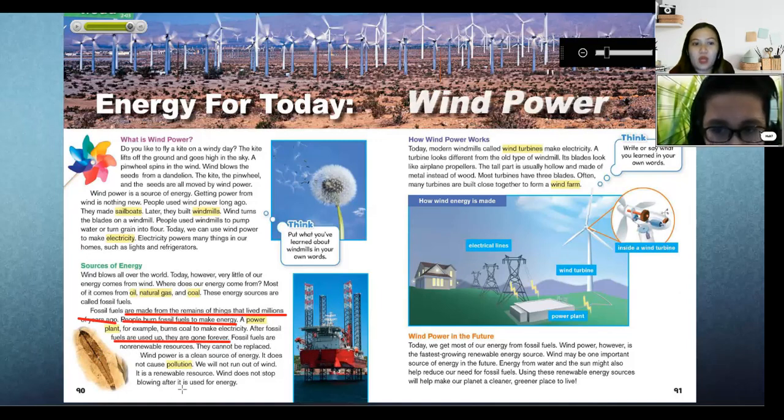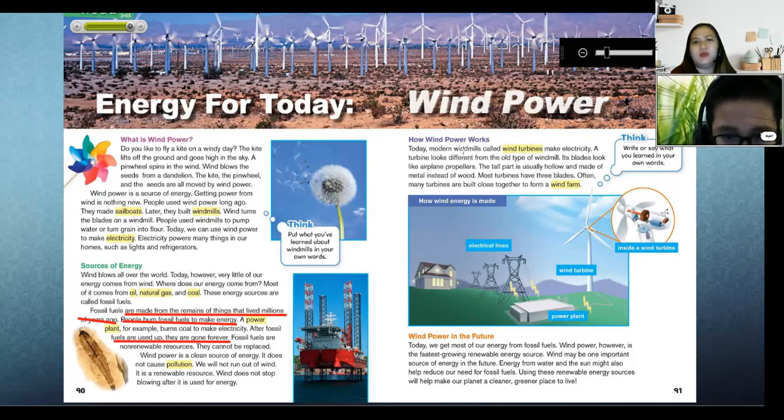While wind power is a renewable source of energy, because of course wind does not stop. Wind is everywhere, and it does not stop blowing after it is used for energy. That is why you can use it forever. It's a renewable source of energy.